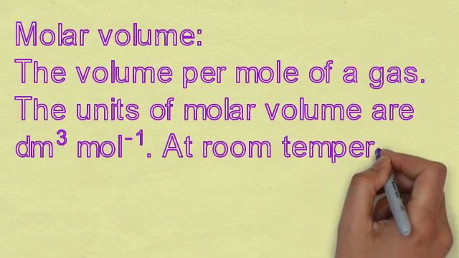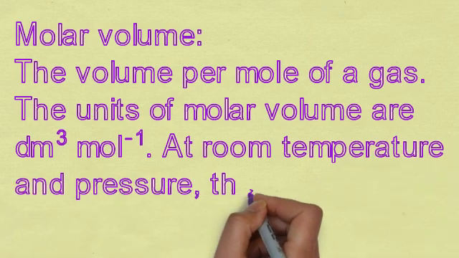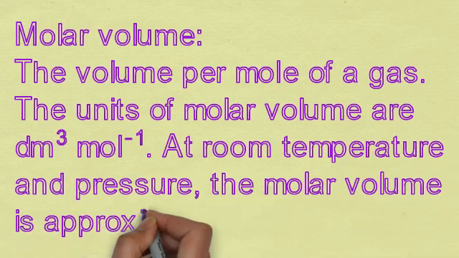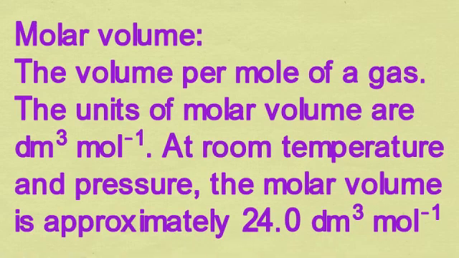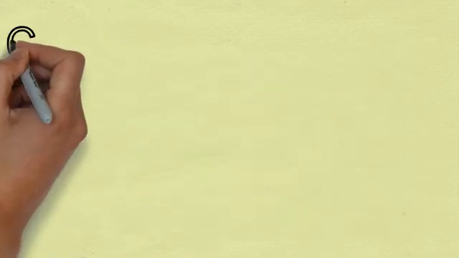Molar volume. The volume per mole of a gas. The units of molar volume are dm³ per mole. At room temperature and pressure, the molar volume is approximately 24 dm³. That's of any gas.